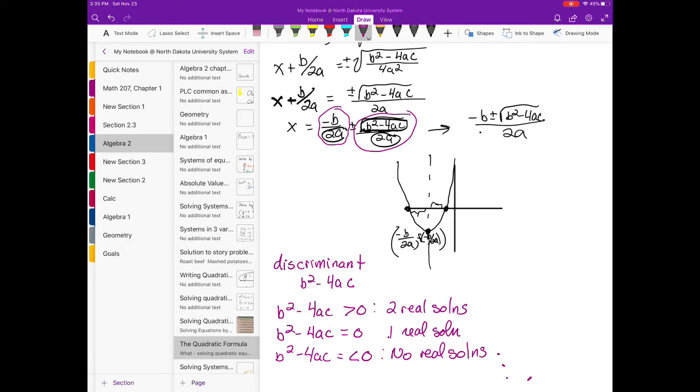Because the discriminant is inside a square root, if you have b squared minus 4ac and it's positive, let's say this evaluates to a positive 4, you can take that square root, right? It's going to be plus or minus 2. There are your two real solutions, right? If b squared minus 4ac evaluates to 0, what's the square root of 0? 0. That's one real solution at 0.